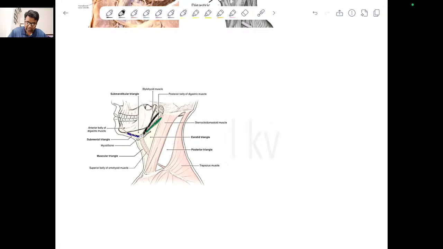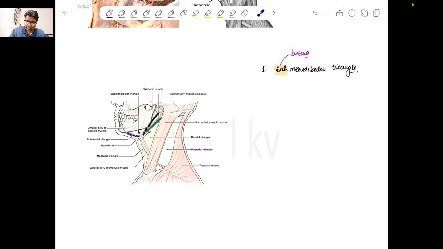Now in between these muscles we can see one triangular area, and this triangular area is the submandibular triangle. Clear? This is the submandibular triangle. So suppose if I give it nomenclature 1, so 1 is the submandibular triangle. As the name suggests, submandibular. Sub means below, so this is the lower margin of mandible. So this triangular area is the submandibular triangle.